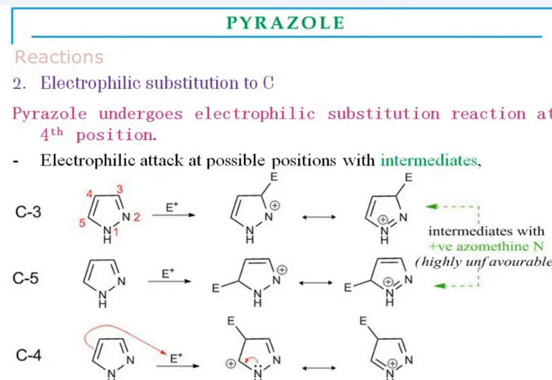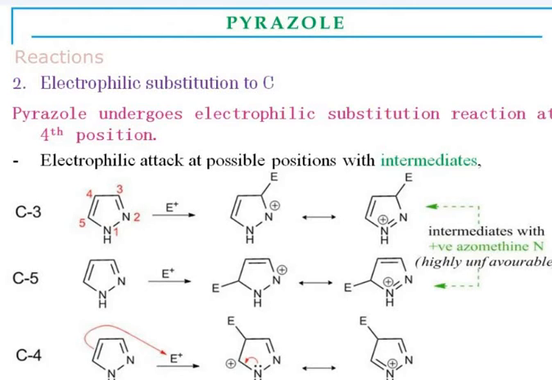So electrophilic substitution to carbon. Pyrazole undergoes electrophilic substitution at the 4th position. Now look at the 4th position, where it is. Electrophilic attack at this position with the intermediate. Now you can see the options, like you already know about the pyrrole, furan, thiophene reactions like this. So if the electrophile attacks at carbon 3, what will happen? If the electrophile attacks at carbon 4, the situation is like that.